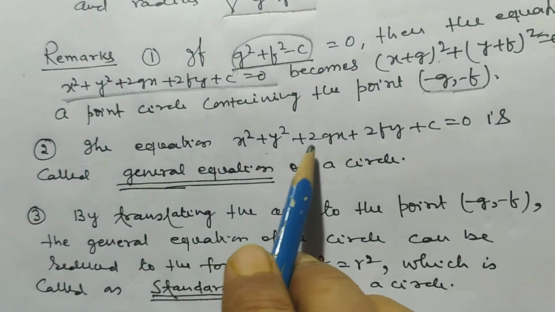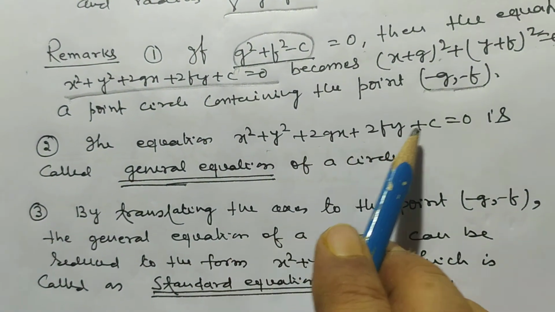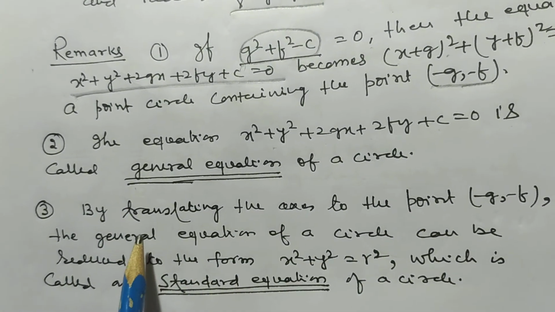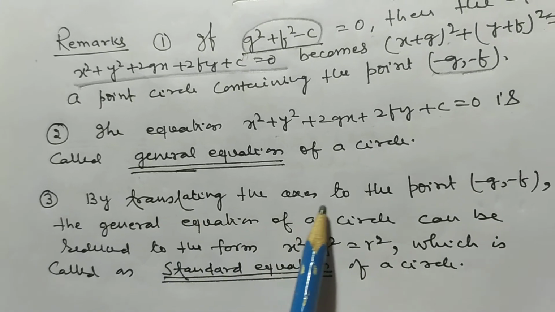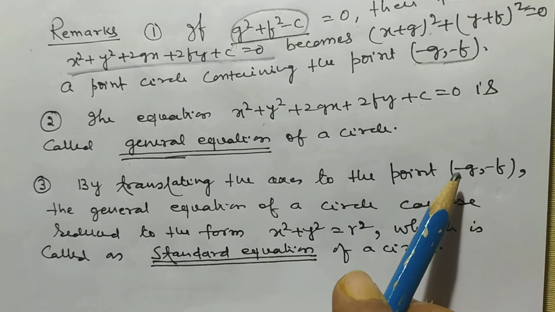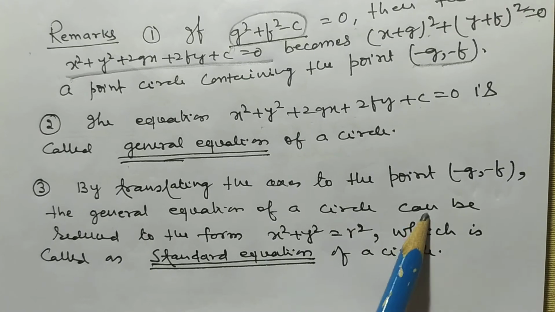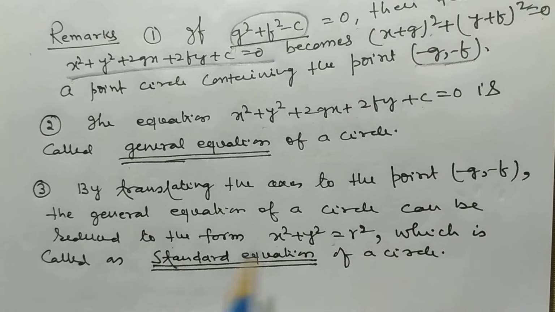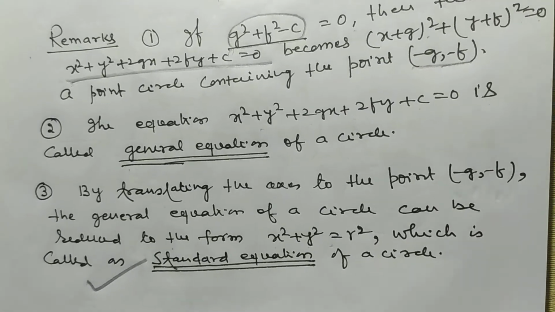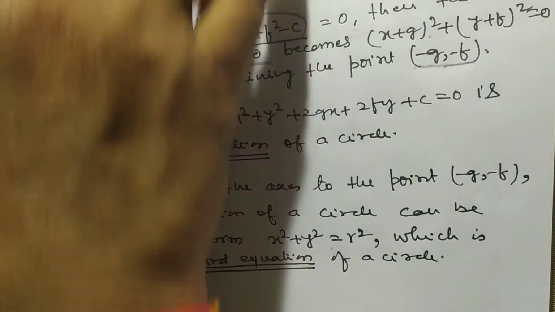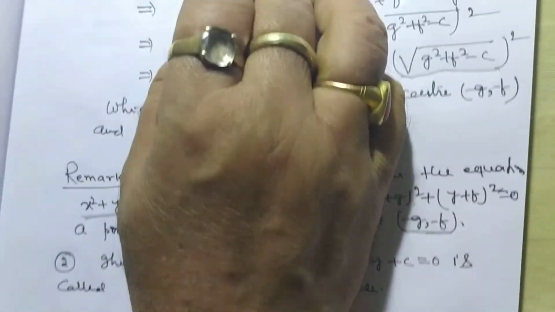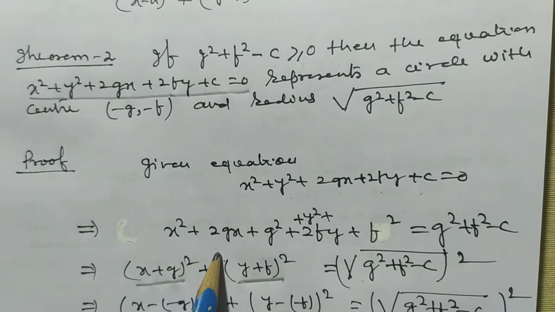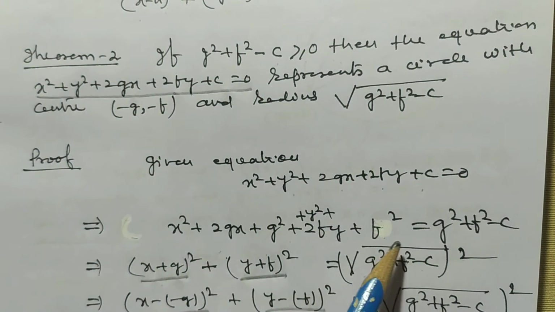The equation x² + y² + 2gx + 2fy + c = 0 is called the general equation of a circle. By translating the axis to the point (−g, −f), the general equation of a circle can be reduced to the form x² + y² = r², which is called the standard equation of a circle. So my dear student, you must remember the result of this theorem. This is very, very important, and the mathematical proof is very easy.